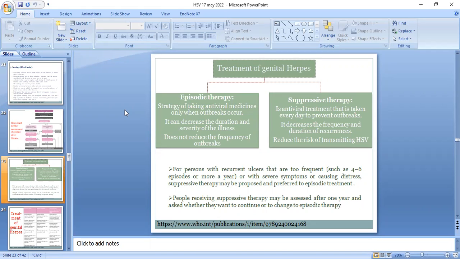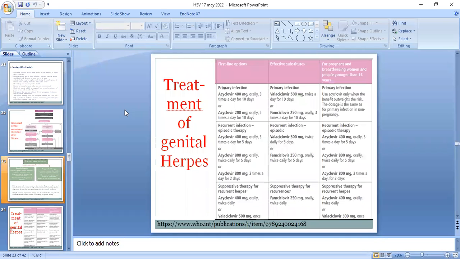For persons with recurrent ulcers that are too frequent, for example, more than 6 episodes in a year, or with severe symptoms or causing distress, suppressive therapy may be proposed and preferred to episodic treatment, and people receiving suppressive therapy may be assessed after 1 year and asked whether they want to continue or change to episodic therapy.